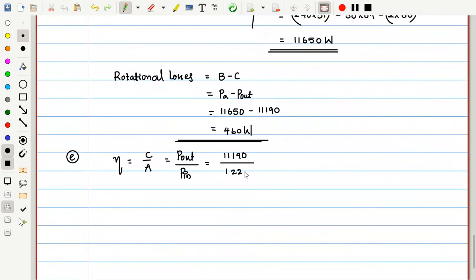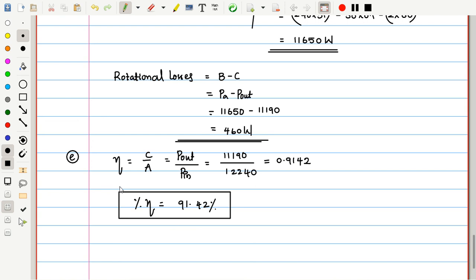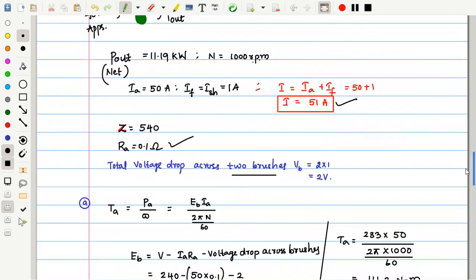So now output is known, input is known. So 11190 divided by 12240. So this you will get as 0.9142. So if you want the percentage efficiency, so you can add this say as 91.42%. So like this, you can deal all the losses and efficiency concept in a DC motor.